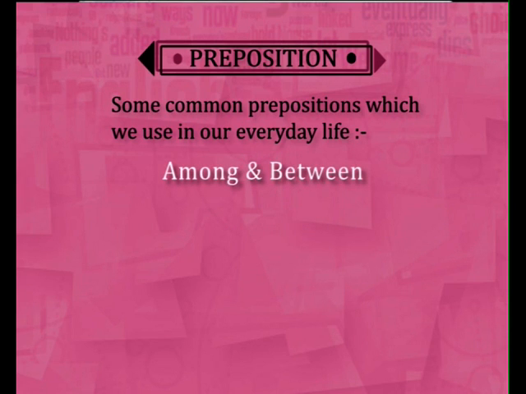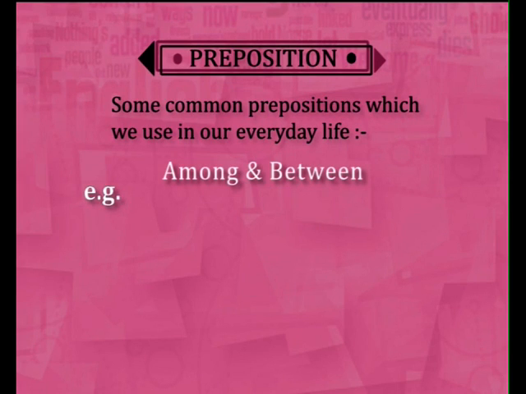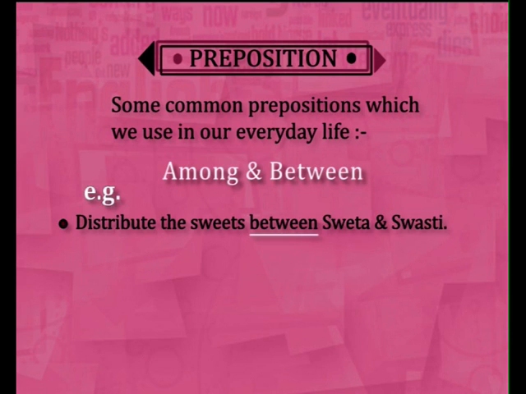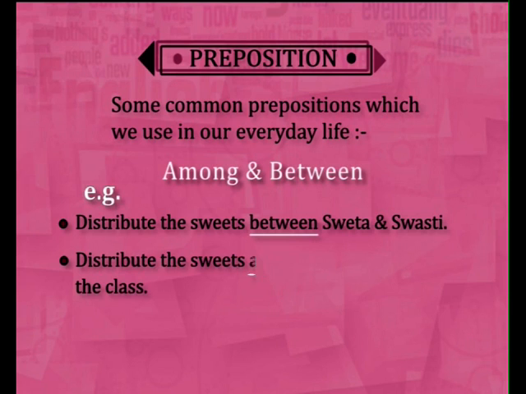Then comes our among and between. Between is when we are talking about two things, and more than two we use among. Like suppose something to be distributed, you say distribute these sweets between Sweta and Swasti. They are two friends or two sisters. So because two persons are there, we are using between. If it is a whole class, we will have to use among. That distribute the sweet among the students in the class. That means it is more than two. Two between, more than two among.